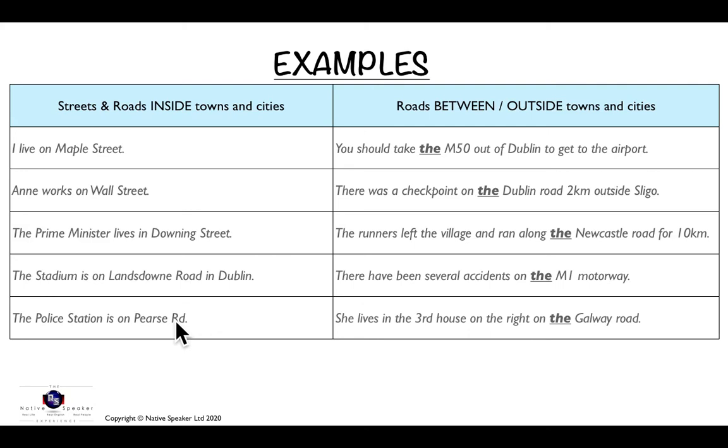That's a mistake. She lives in the 3rd house on the right on the Galway Road. Here you will understand from this sentence that this isn't a road inside a town, like both of these in the example. This is the road outside the town. How can you know that? Because they use the word "the", and this R is small. Okay, common mistake. Students forget to put in "the" here, and then this causes confusion.